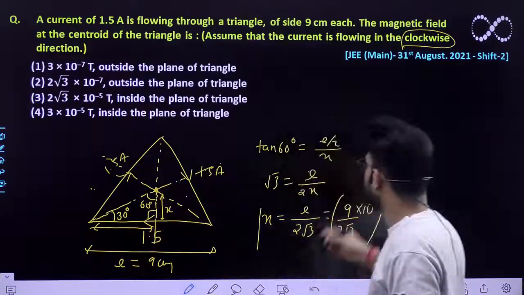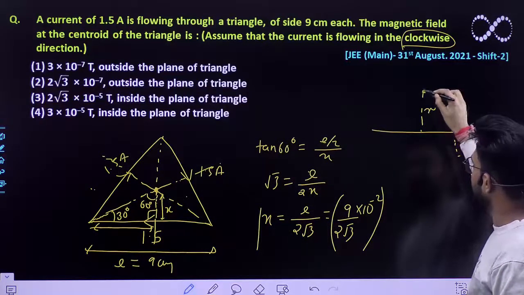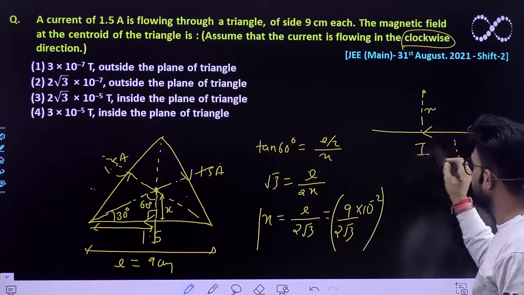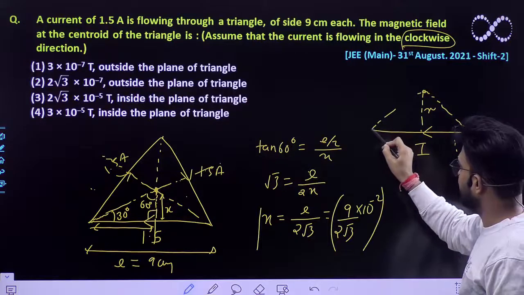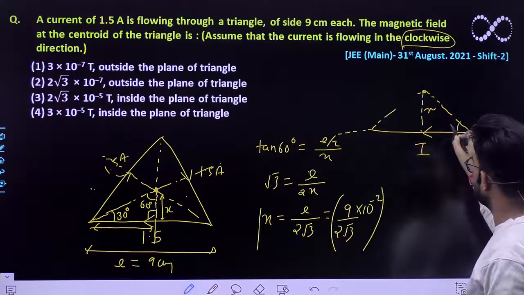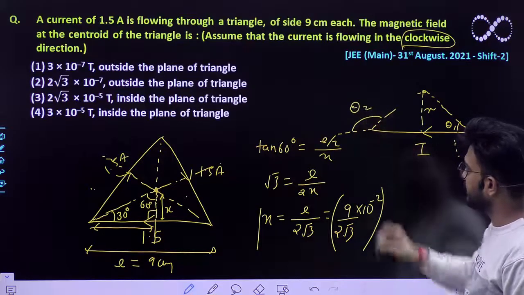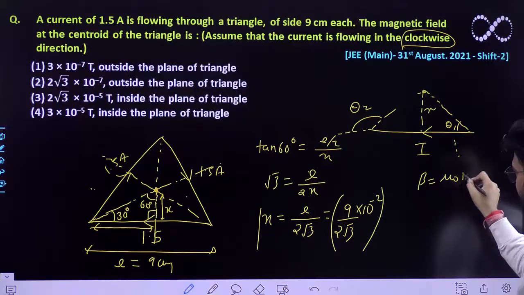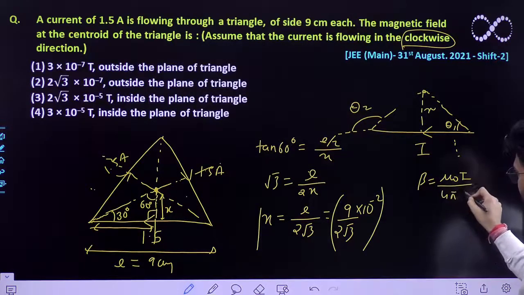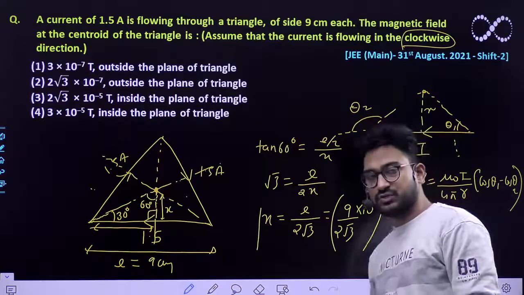We know the formula: if x is the perpendicular distance at which you need to find the magnetic field because of this current carrying wire, then the angles subtended are given by this relationship. If this is θ1, the angle subtended by them, and this outer angle is θ2, then the magnetic field is given by the relationship mu naught I divided by 4 pi r times cos θ1 minus cos θ2. So this is the expression that you should get.